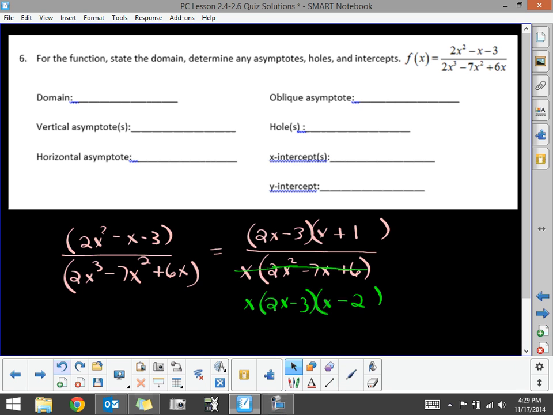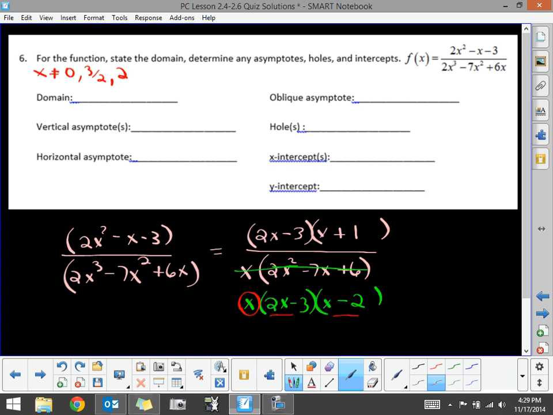And I can start plugging in the information I need. What I need, first of all, is the domain. The domain is what would make our division by 0. So here's a problem, 3 different locations. One of the locations would be a hole, but it's still part of our domain restriction. We do not want x to equal 0. We do not want x to equal 3 halves. And we do not want x to equal 2.